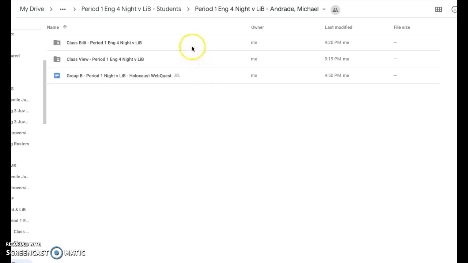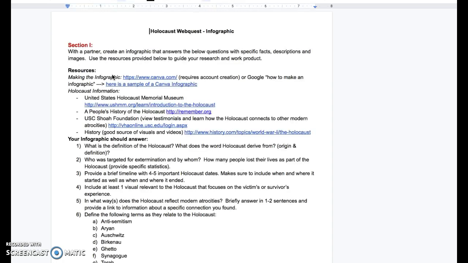Once you're there, you'll have 2 folders and an assignment. So Michael, thank you for letting me use yours. Let's go ahead and open the assignment and talk through what I want you to do. Okay, so there are 2 sections. Section 1 is an infographic. Here's some resources on how you might create an infographic.